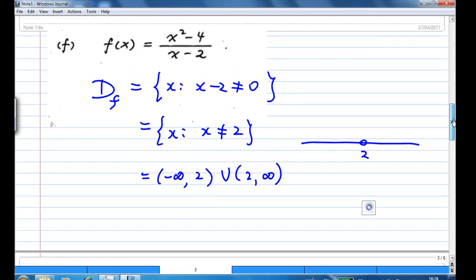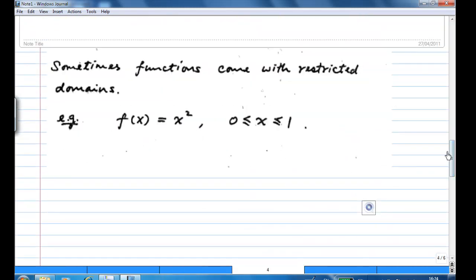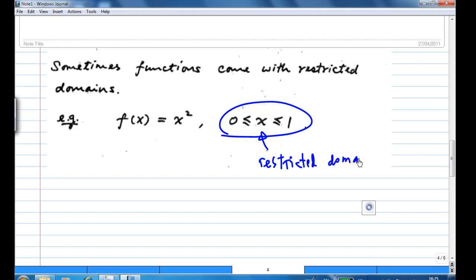However, these domains are called natural domains. Now, sometimes a function may come with a restricted domain. It means it's actually a smaller domain than the natural domain. For example, if f(x) = x², then we know x can be any number because you can square any number. However, you can also make a restriction, say x between −1 and 1. So this is a restricted domain, whereas the natural domain of f in this case is all the real numbers.